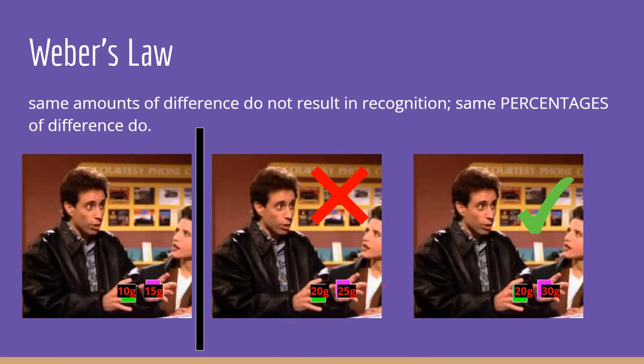This is what Weber's trying to say. He's saying it doesn't matter that there's a difference of 5 grams for the first 2 images. It doesn't matter. What matters is a constant percentage. That's why the first and the third he could notice, but not the second.